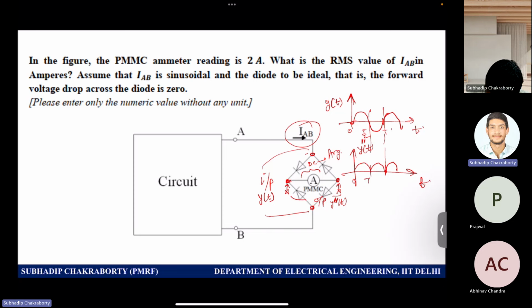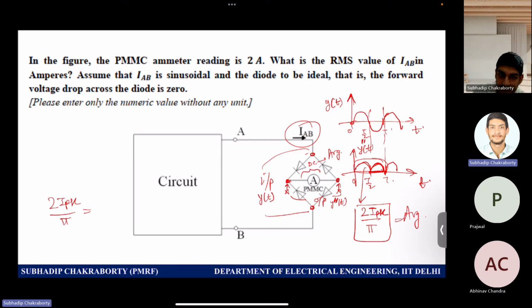So what is the average value? Sir, I by pi. Correct. But for half wave, it was I by pi. For full wave, yes, it will be 2 I by pi, because for half wave there was no contribution from the other half. But here you have contribution, so 2 times it will come: 2 times I peak by pi. This is the average value. And the PMMC meter is reading this average value, 2 times I peak by pi.